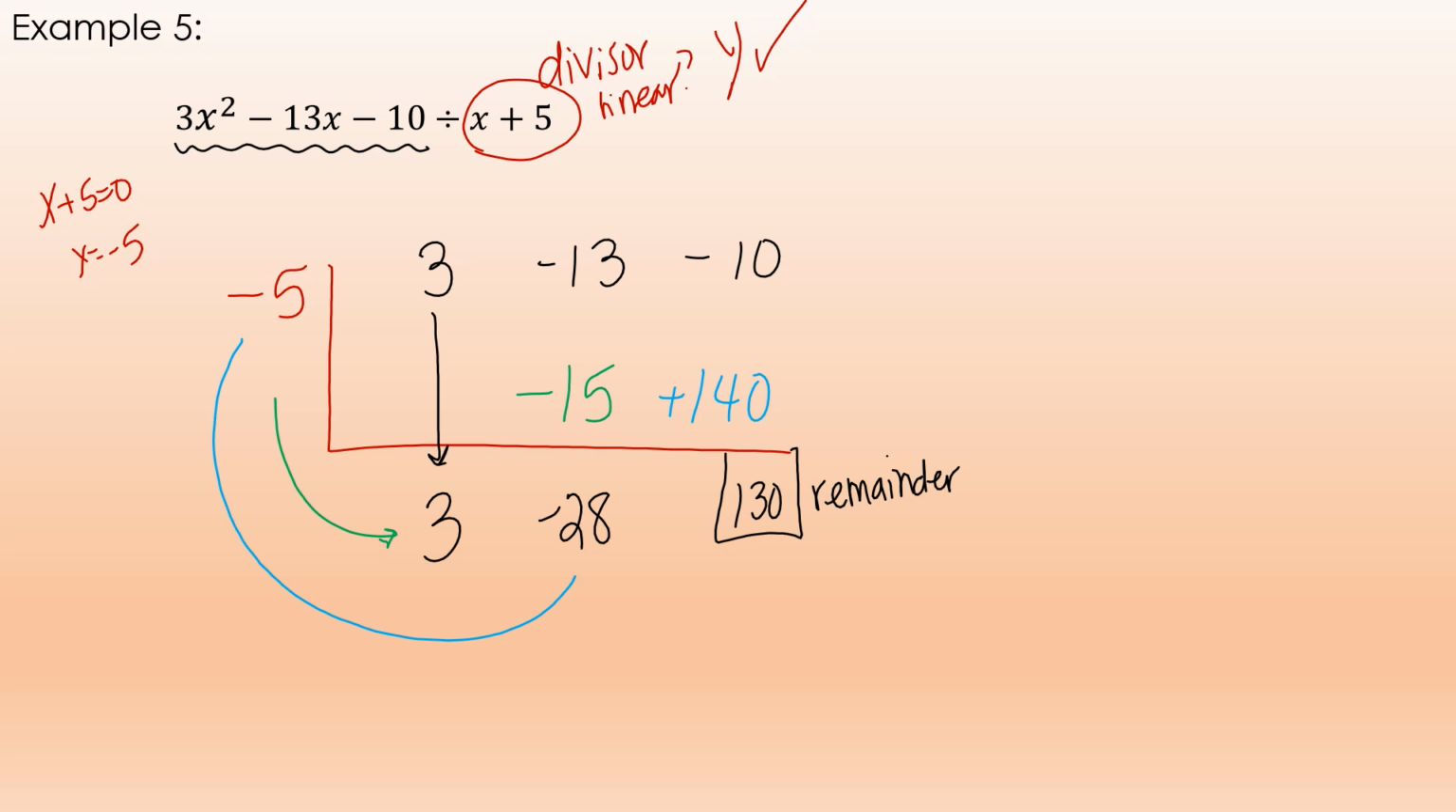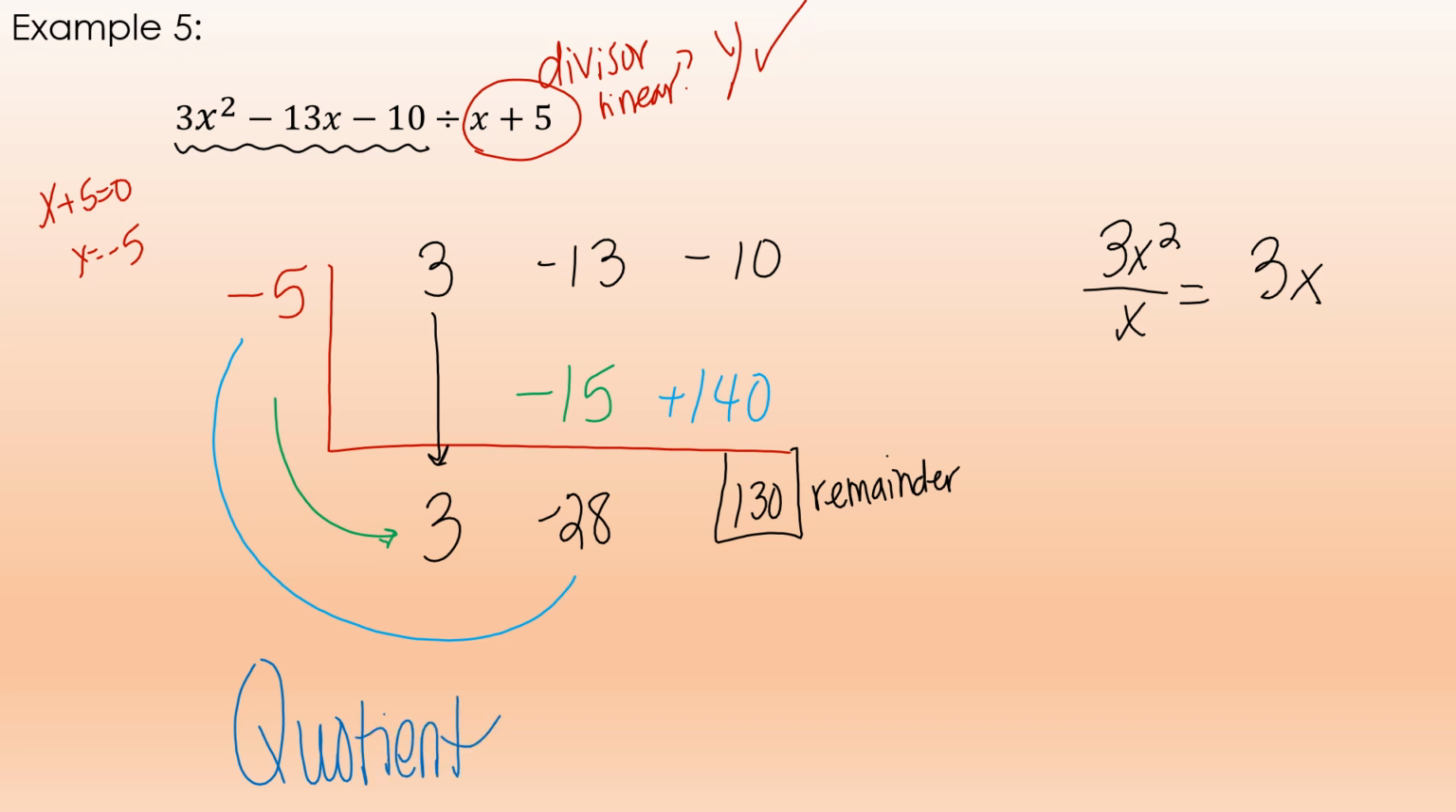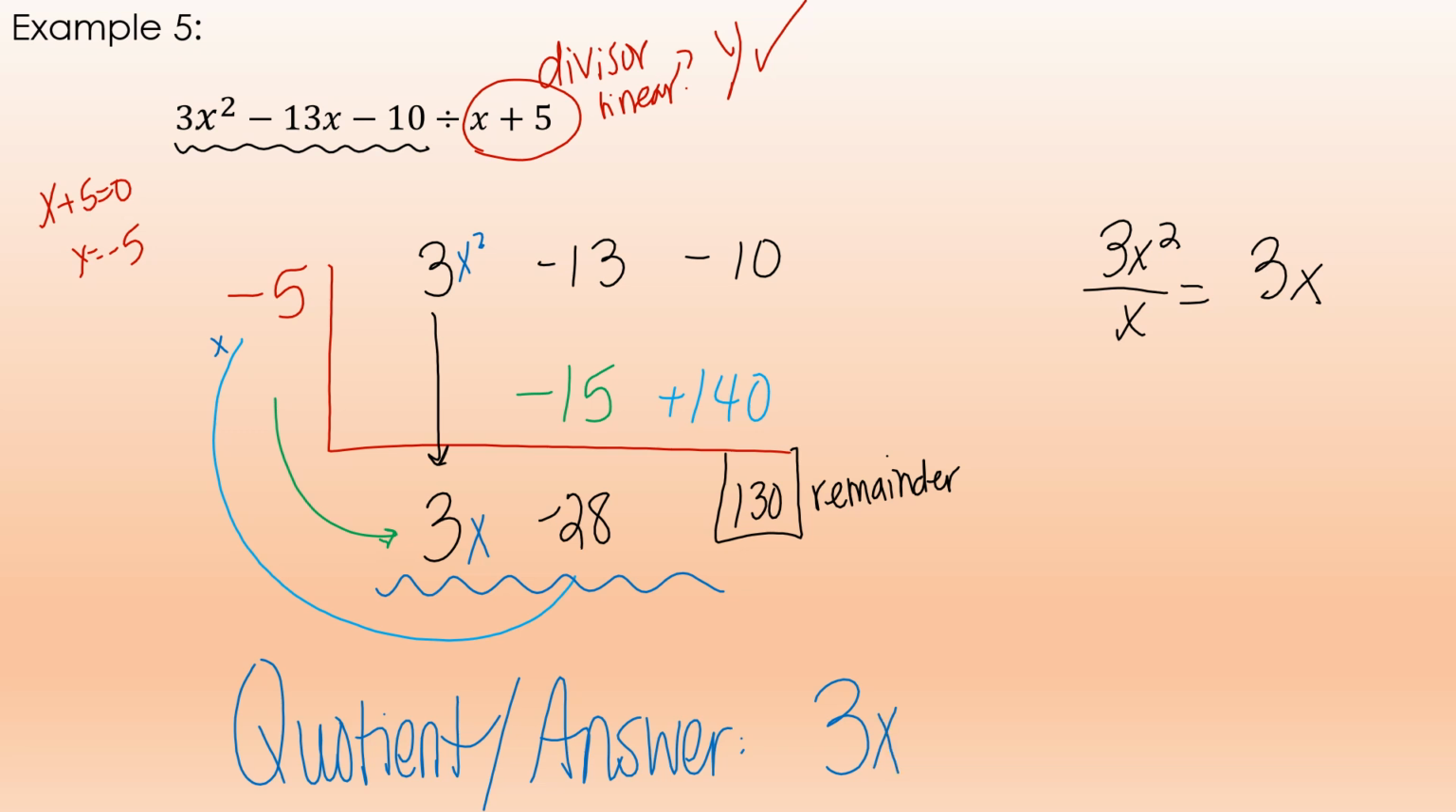All right, so how do we write the answer? I took a 3x squared and I divided it by an x. So my first term has to be a 3x. For our quotient, or the answer, what you're going to do is take the coefficients that you got, with your remainder if you have one, and write them with the variables. So I had an x squared, I divided by an x, and it gives me an x. You're dropping the degree one value. So my first thing will be a 3x. The next one is not going to have a variable, minus 28.